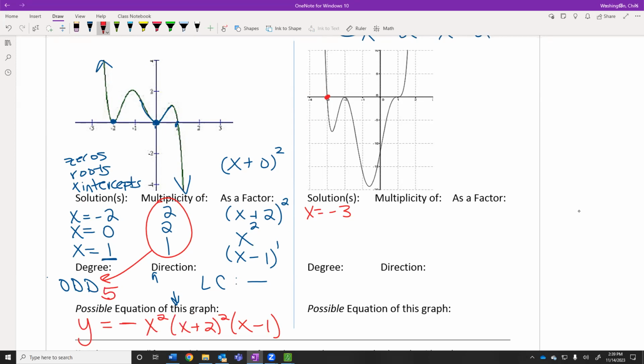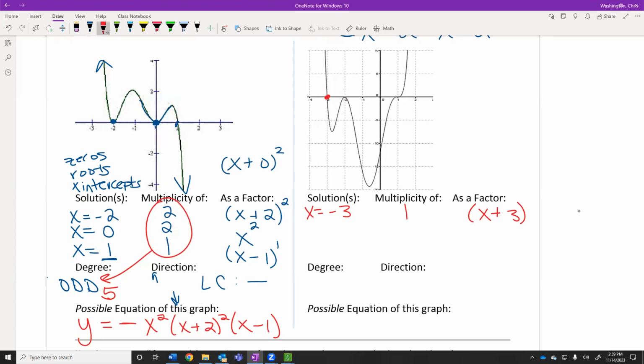Do we go straight through? Do we make a U-turn? Or do we turn and continue to go through? We go straight through it. So the multiplicity has to be 1. And we can write that as a factor as x plus 3 to the first power. We don't have to write the 1.